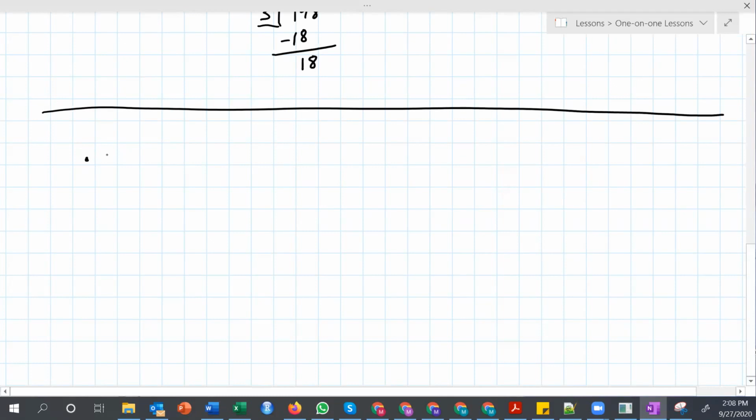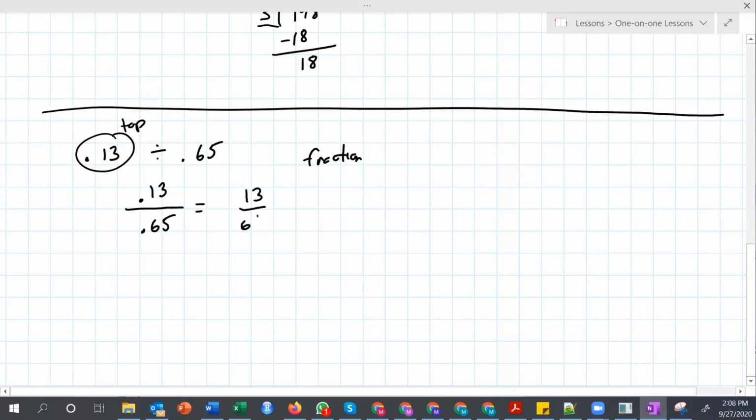All right, let's try this one. 0.13 divided by 0.65. Okay. Again, you want to write this as a fraction. What is the fraction that I'm going to write? The first number always goes on top. Right, 13 over 65. Now you want to move the decimal over in both places, so that allows you to get this down to a fraction, 13 over 65. Now, believe it or not, this does work.